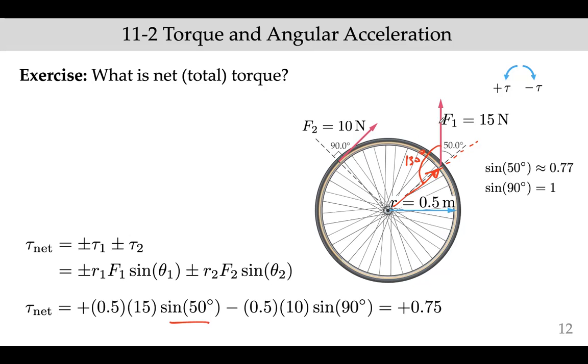So sine 50, so this is the torque for this one. Remember, this was trying to rotate the wheel in this direction, and that's counterclockwise, which is positive torque. So that's why I have a positive sign here. Now for F2, because it will create negative torque, see, this is clockwise. Clockwise is negative, so I have to put a negative sign here. And then radius is 0.5, the same thing. The force is 10, and the angle is 90 degrees, whose sine is 1. Now do this calculation, you will find 0.75 newton meters.